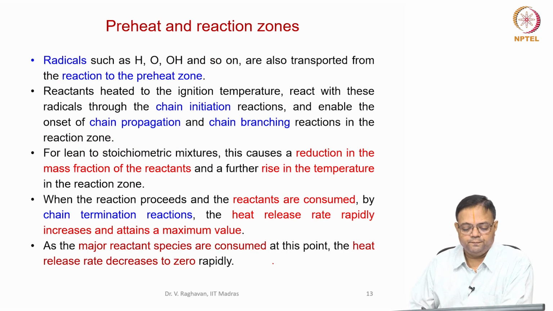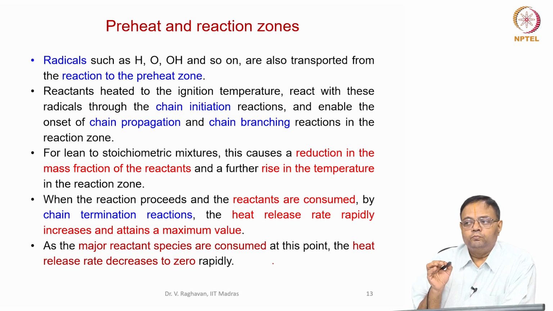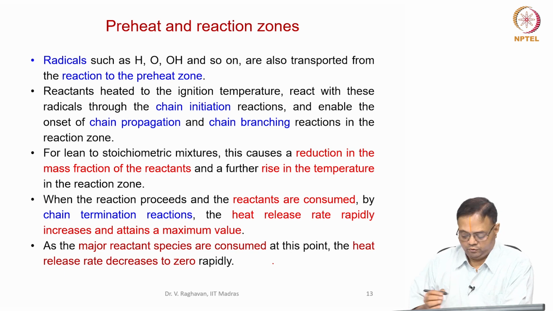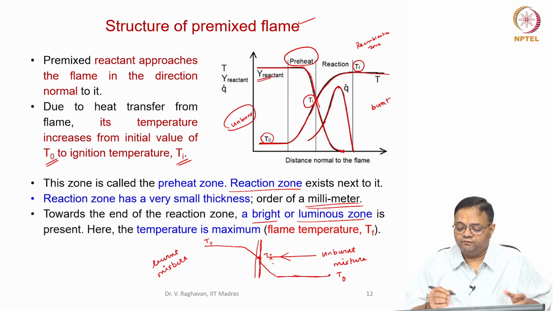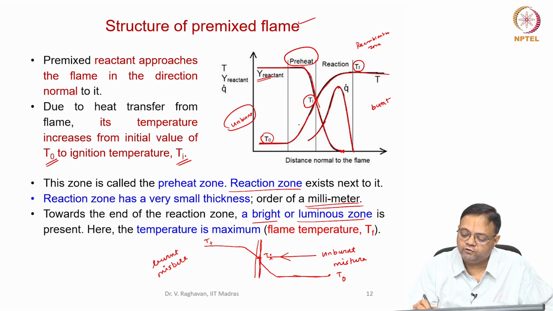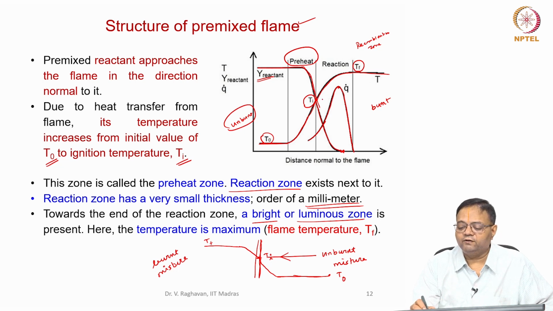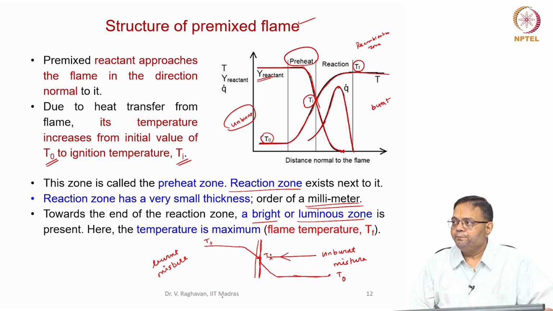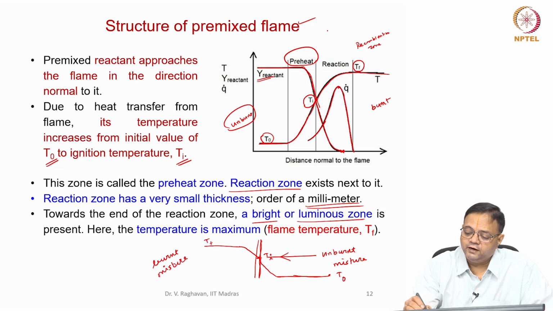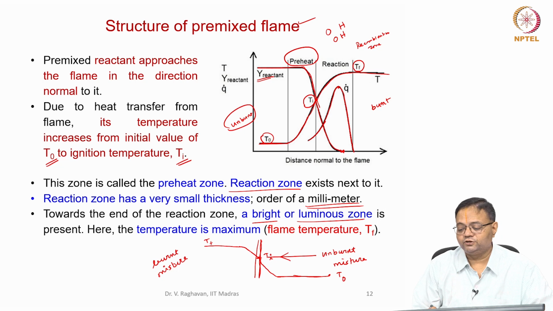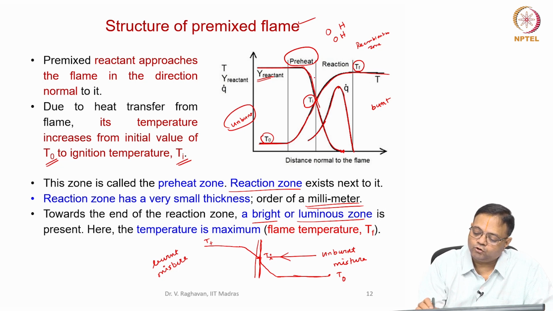So now let us consider the mechanism in which the reaction zone and preheat zone interact. As I told in the previous slide, the first thing is the heating up of the reactants in the preheat zone. That means due to heat transfer from the reaction zone to the preheat zone, the temperature of the reactants increases. Similarly, in the reaction zone, we have seen in the kinetics lecture that the initiation, branching and propagation reactions will form radicals like O and OH. This also will go from the reaction zone to the preheat zone.